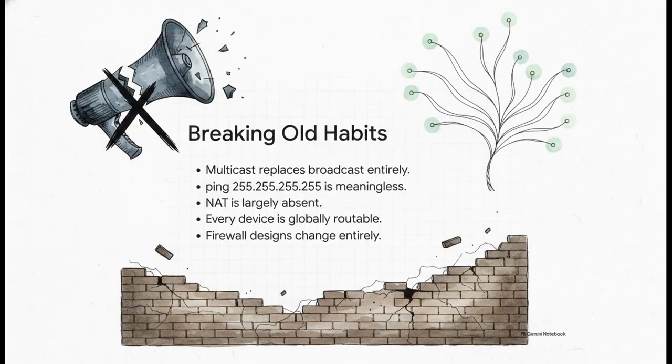We also have to break some serious muscle memory. First off, say goodbye to broadcast. It's gone. Multicast has replaced it entirely. That means your old tricks like pinging 255.255.255.255 to see what's alive on the subnet are completely meaningless now. Furthermore, NAT, network address translation, is largely a thing of the past. Because basically every device is potentially globally routable now, your entire firewall design and all your security assumptions have to change from the ground up.